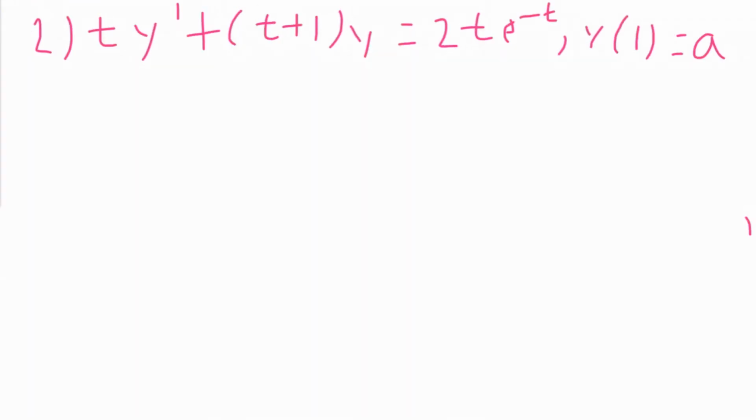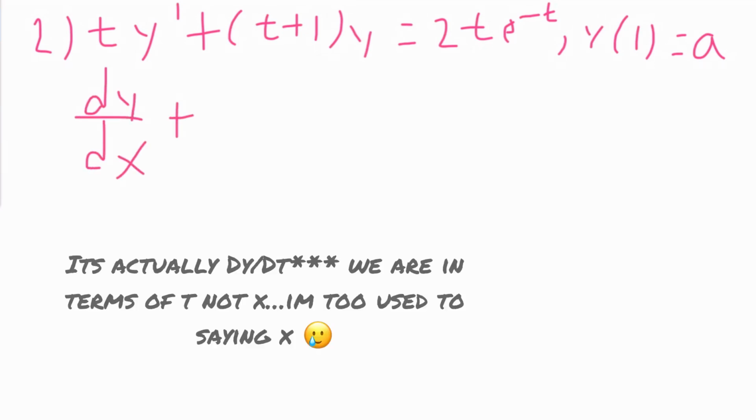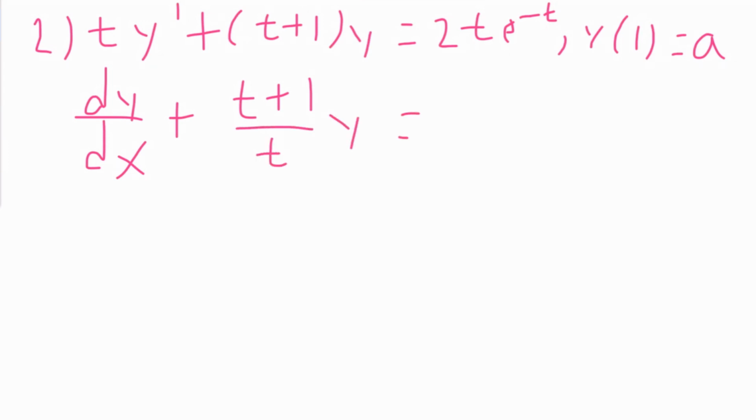Alright, so this is number 2. You could pause the video here to give it a try yourself. To proceed, we could rewrite this as t dy dx, but as I mentioned before, we're going to divide by t, so dy dx is by itself. So we have dy dx plus t plus 1 over t, y equals 2e to the minus t.